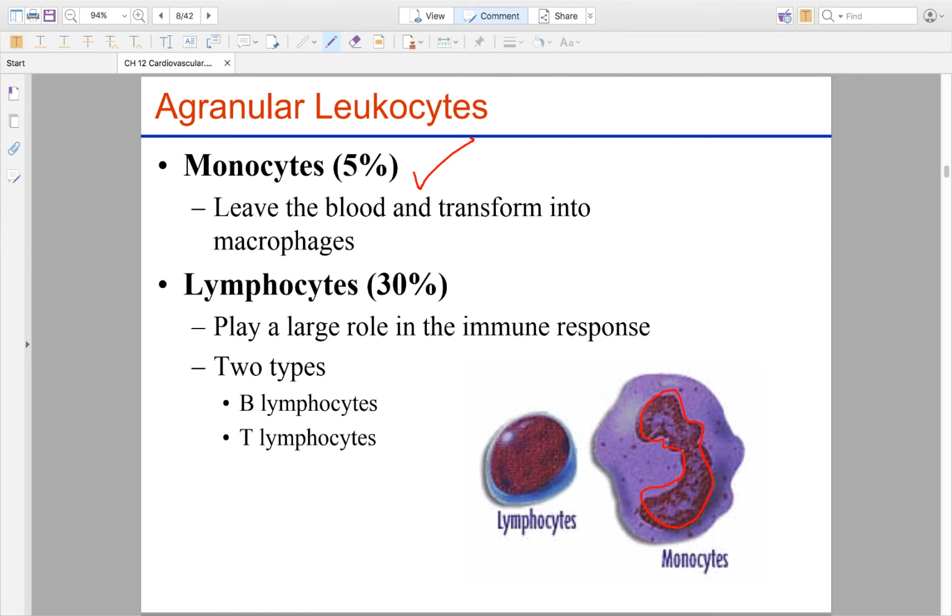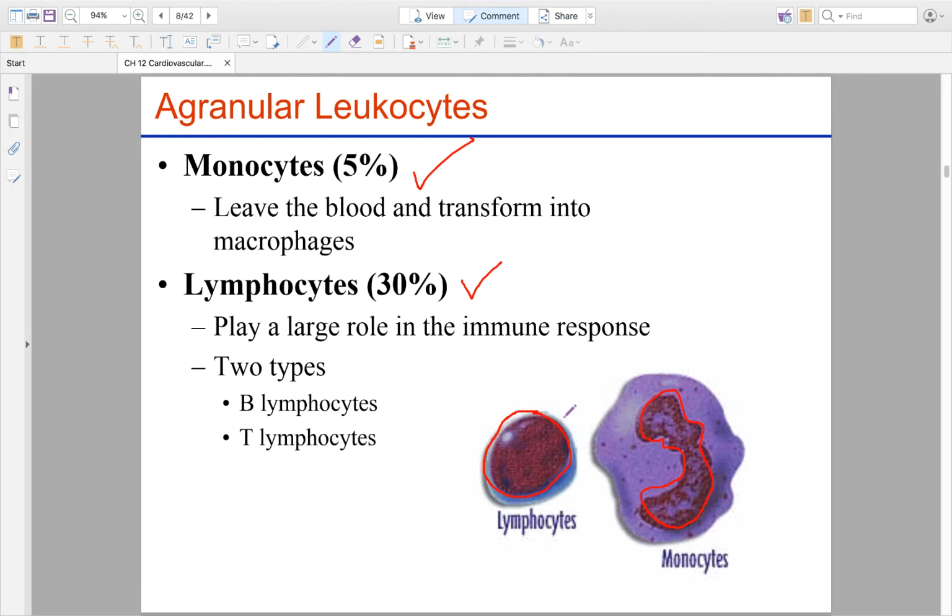Okay, and ultimately these will go on and become something called a macrophage, which has a huge role in the adaptive immune system. Same as lymphocytes, they have a big role in the adaptive immune system. You identify a lymphocyte because it looks like this. 95% of the cell is occupied by the nucleus. So you kind of see this little crescent moon shape of the cytoplasm, and then that's a lymphocyte.